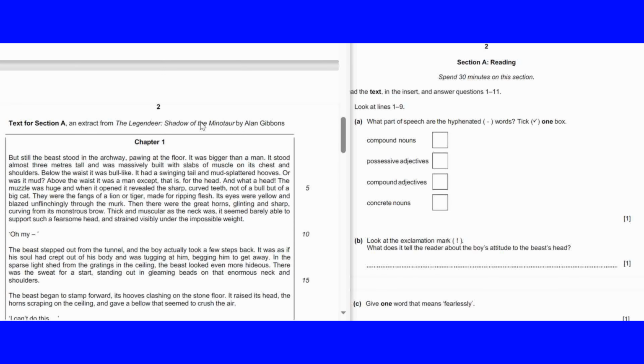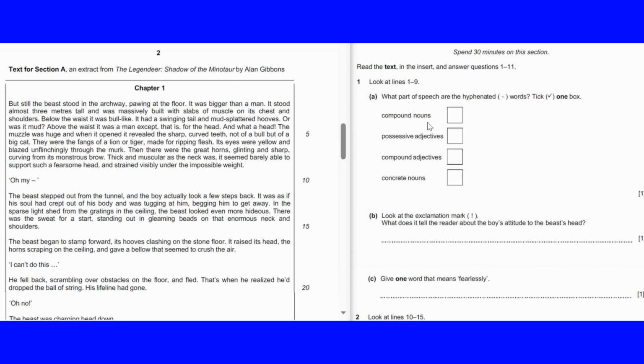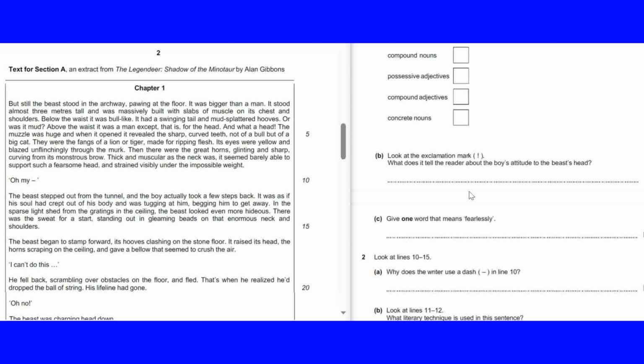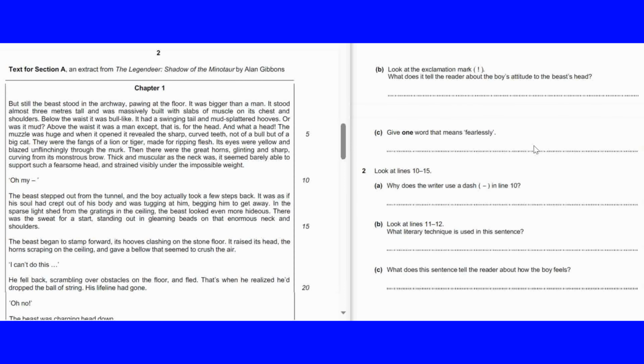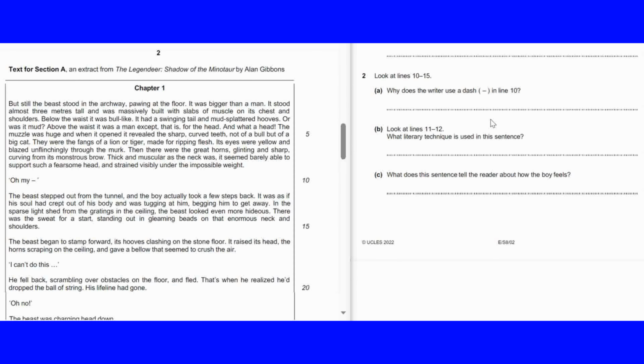So the first thing we should do is to skim the text really quickly to understand the subject and what's going on, and you can underline important words. You can also skim the questions really quickly from question 1 till 11, to get to know what the question is asking, which part of speech, hyphenated word. So keep in mind we have to find a hyphenated word in 1A, the boy's attitude toward the bee's head, fearlessly. Now we get the idea of what the question is, so when we read the text, we can connect to it.